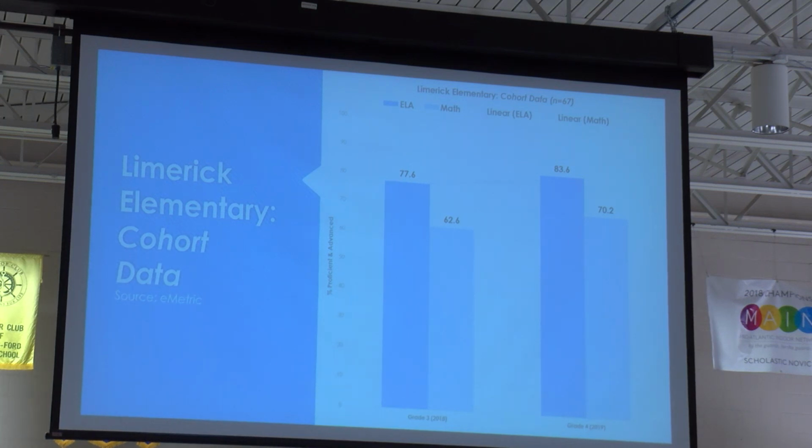This slide, once again, represents our cohort data. So what's interesting is that although we see some drops, when you look at our cohort data, again, these are only the students that have been with us for both years, we see some significant gains for those students. So when we're looking at this data, it's telling us that when our students are with us, our students are growing. And we're doing a really great job with that.